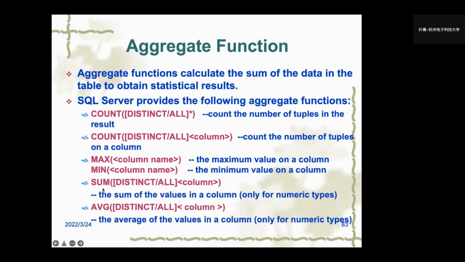And here we also have SUM and AVG. For SUM, we also follow it with a column, meaning the sum of the values in the column. This function is only effective for numeric types, which means continuous types. And for the average, it's the same. It means the average of the values in the column, and it is only effective for numeric types.